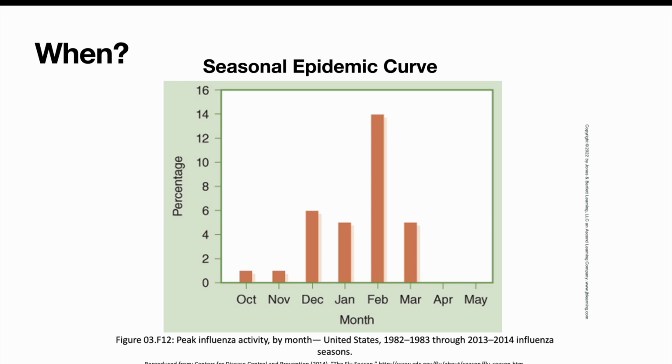So we have October, November, December, January, February, March, April, May on the bottom, and going up on our y-axis, we have a percentage. We can see that in October and November, it's kind of a steady low level of influenza activity. It jumps up in December, goes down a little bit in January, and really jumps up in February, and then back down again in March. So we can track activity of a disease by month, the seasonal epidemic curve.